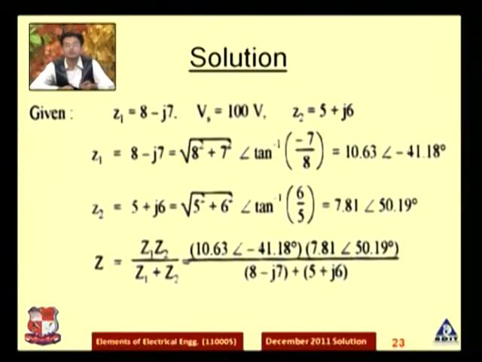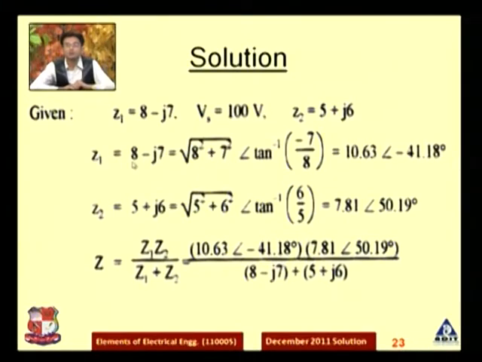Let us see it. First, Z1 is equal to 8 minus j7 is given. 7 is the capacitive reactance, and this 6 is the reactance with the resistance. So Z2 is equal to 5 plus j6. Now this is given in the rectangular form, and you have to convert it into the polar form.